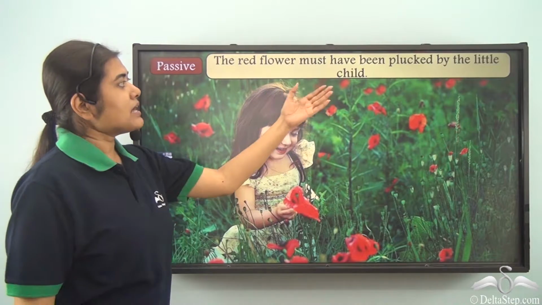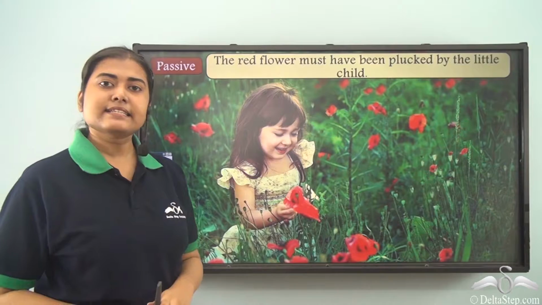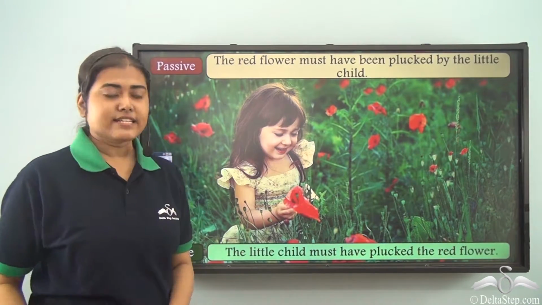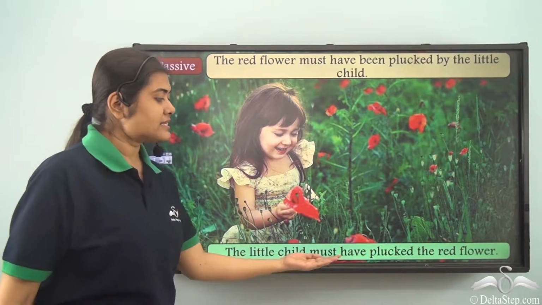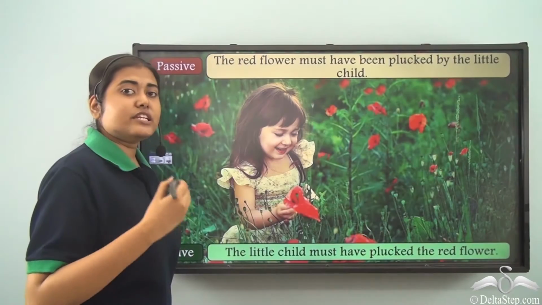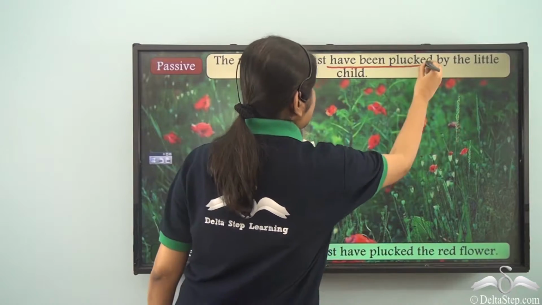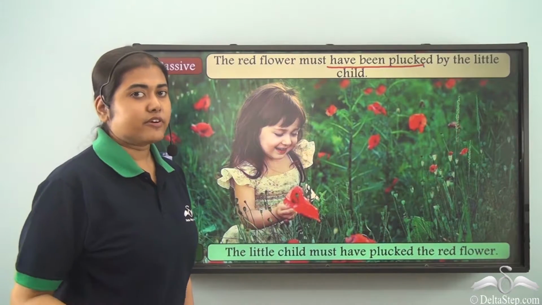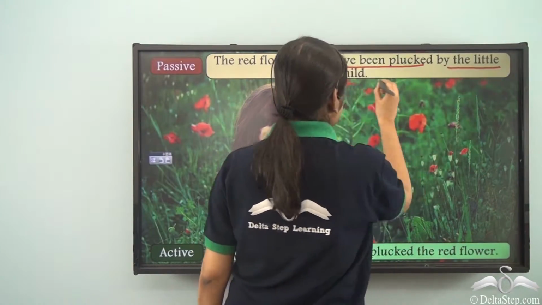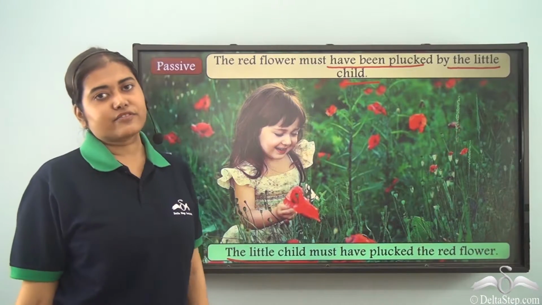The red flower must have been plucked by the little child. Now this is once again a sentence in the passive voice. To change it to active, we would write it as the little child must have plucked the red flower. So how do we do it? First, we need to find out the doer of the verb. Must have been plucked is our verb in the passive voice. Now who is the doer? The little child. So the little child becomes our subject in the active voice.